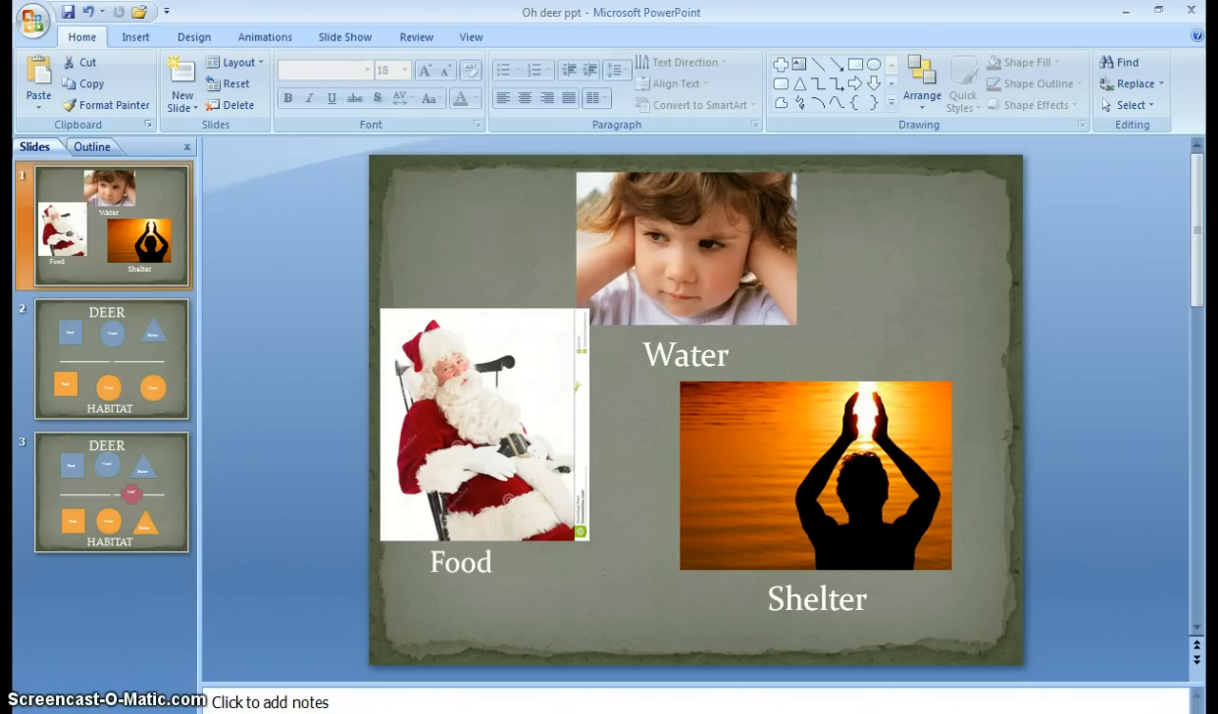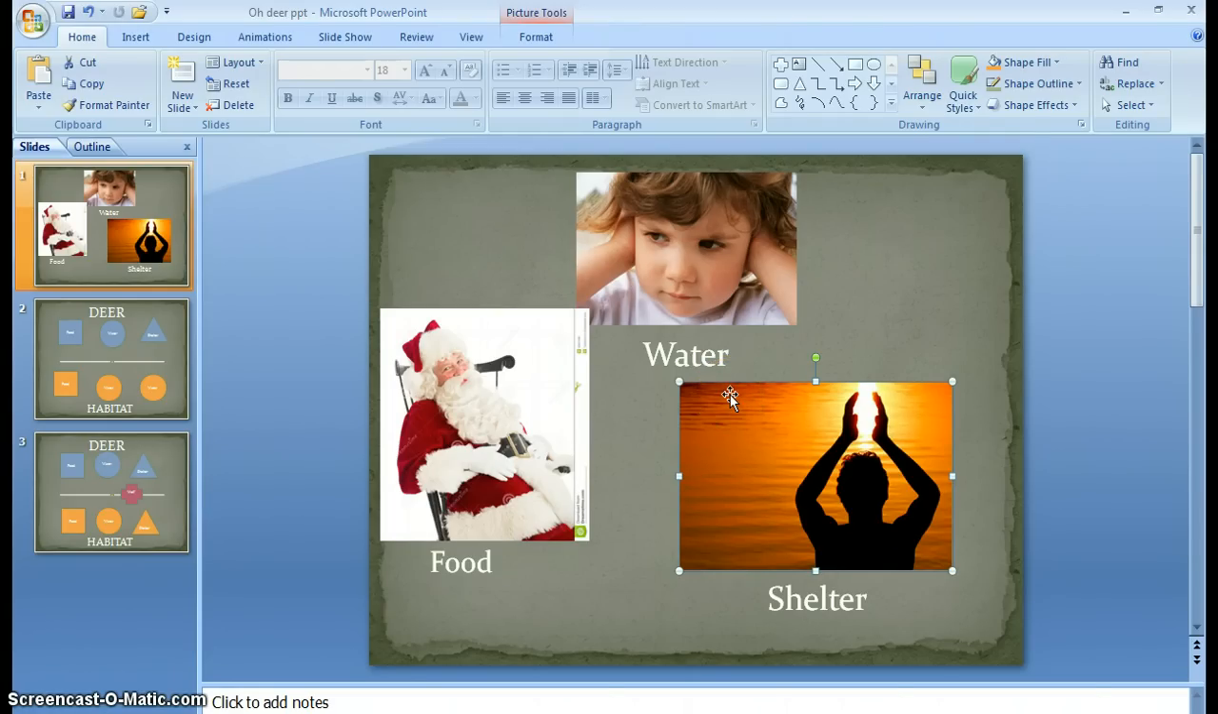When the deer is looking for food, they should clamp their hands over their stomach, like Santa Claus here. If the deer is looking for water, they should cover their hands over their ears, like this child is doing right here. And when the deer needs shelter, they should raise their hands above their head, like this guy's doing right here. The deer can choose from any one of these three needs for each round of the activity.